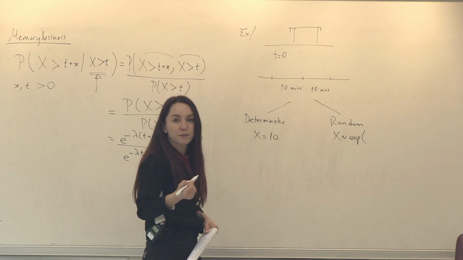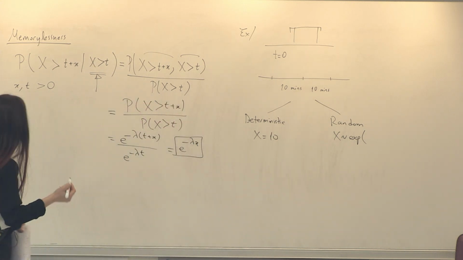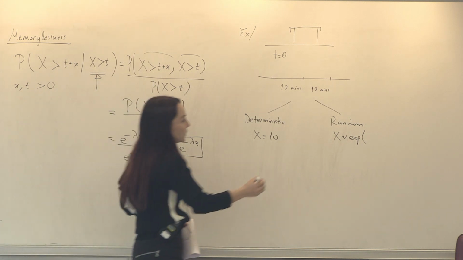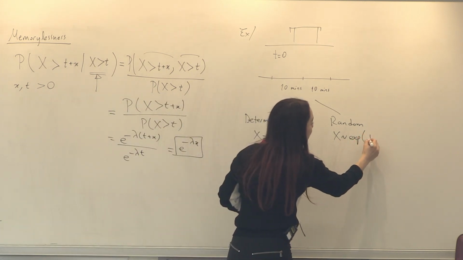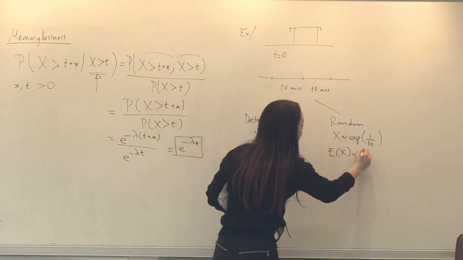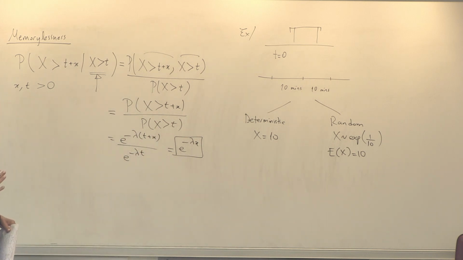Parameter what? What is the parameter if the mean is going to be 10? The expectation of an exponential random variable with rate lambda is 1 over lambda. So this should be 1 over 10. Exponential with parameter 1 over 10, such that the expectation of x is 10 minutes. Which one would you prefer? Okay, it depends, right?